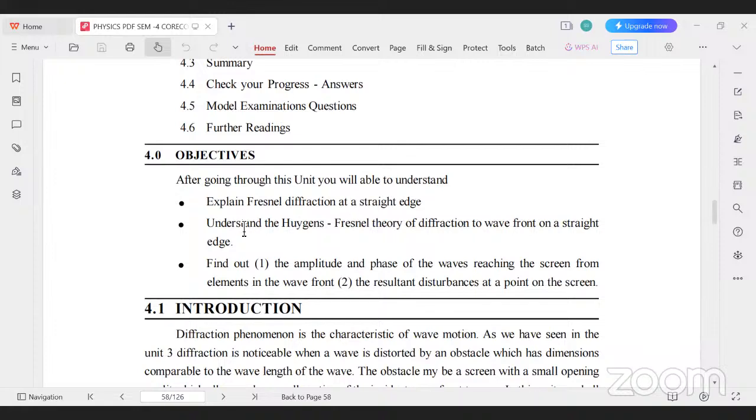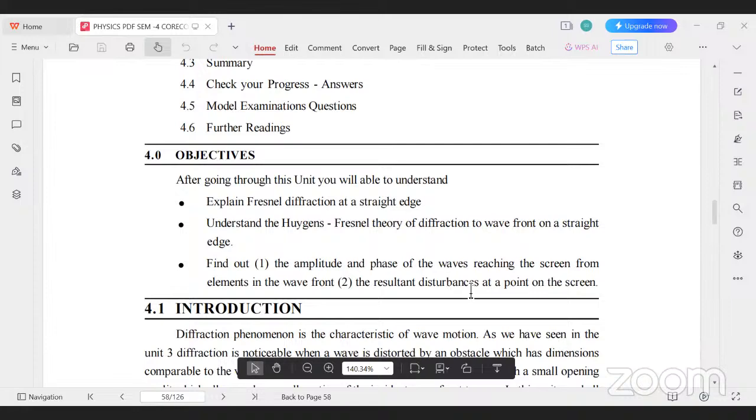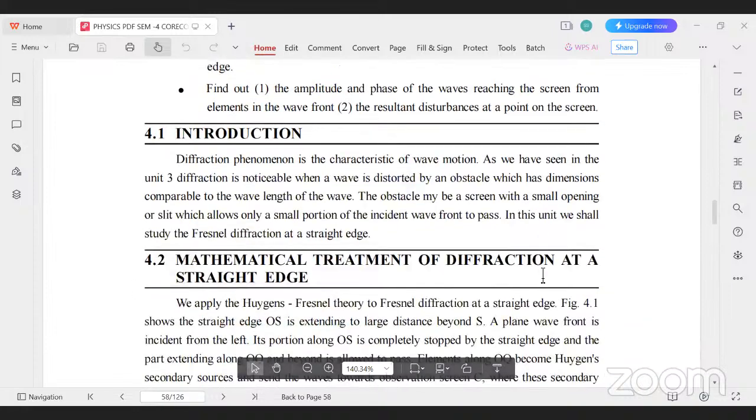Explain the Fresnel diffraction at a straight edge. Understand the Huygens-Fresnel theory of diffraction of a wavefront at a straight edge. Find out the amplitude and the phase of the wave reaching the screen from elements in the wavelet, and the resultant disturbance at a point on the screen. So this is about the introduction and the mathematical treatment of diffraction at a straight edge.